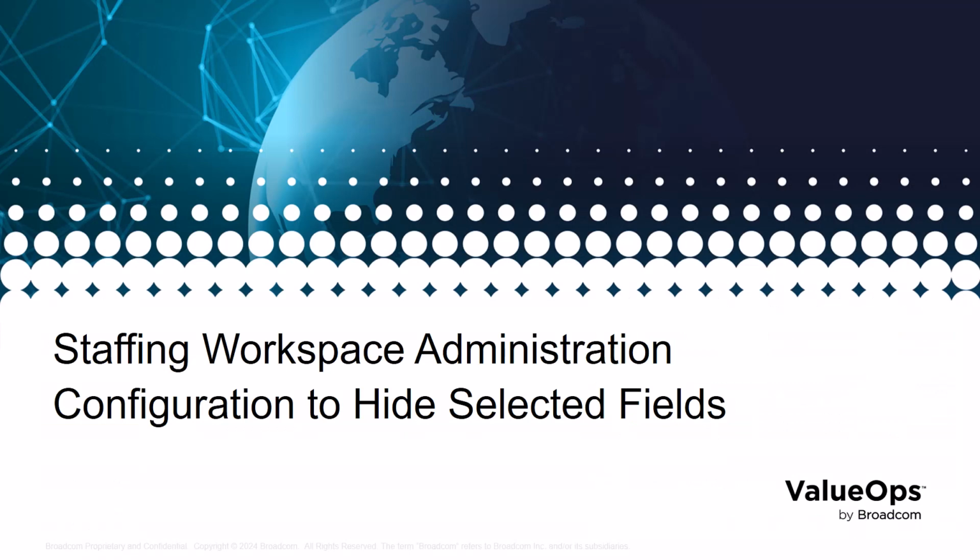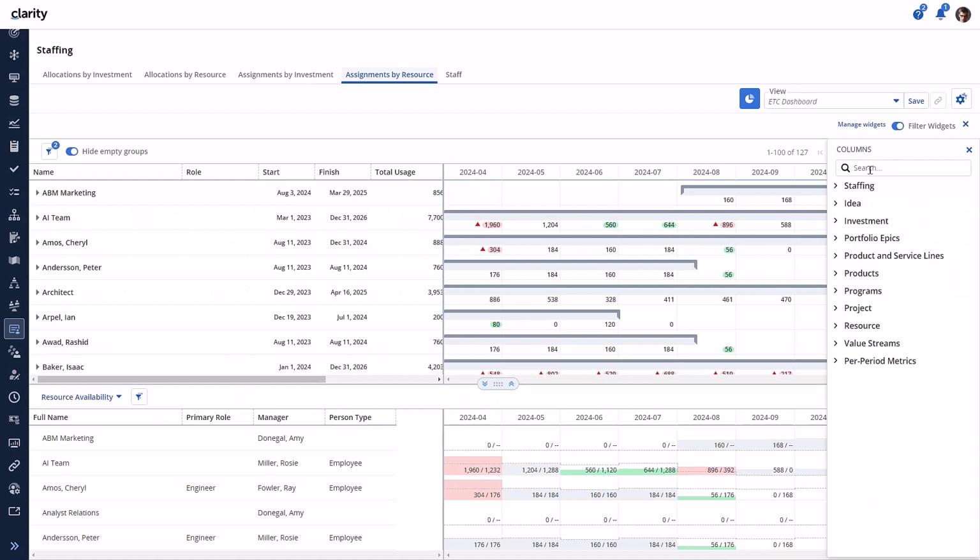Having the option to hide attributes in the staffing workspace timeline and grid is essential for simplifying the view for users by removing redundant fields or fields not important for performing staffing activities. By default, all investment, staffing, and resource object fields are visibly included within the staffing workspace today while honoring field level security.